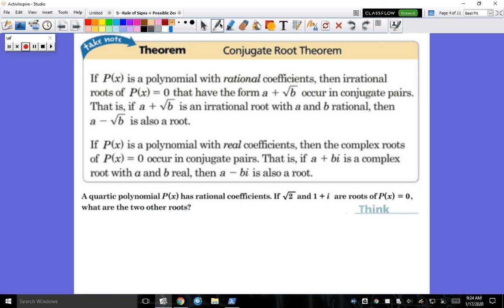Okay? Here we go. P of x is a polynomial with rational coefficients. This is the big change today. A lot of people don't like that word because it means fractions. We're going to do a lot of fractions today. Then irrational roots of p of x equaling 0 that have the form a plus root b occur in conjugate pairs.